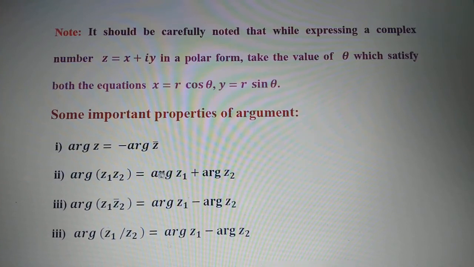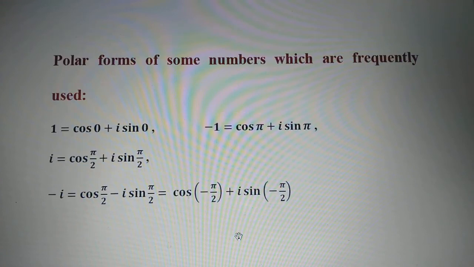Then the argument of z1 into z2 is the argument of z1 plus the argument of z2. The argument of z1 into z2 bar is the argument of z1 minus the argument of z2. The argument of z1 by z2 is the argument of z1 minus the argument of z2. We will discuss these properties later on.